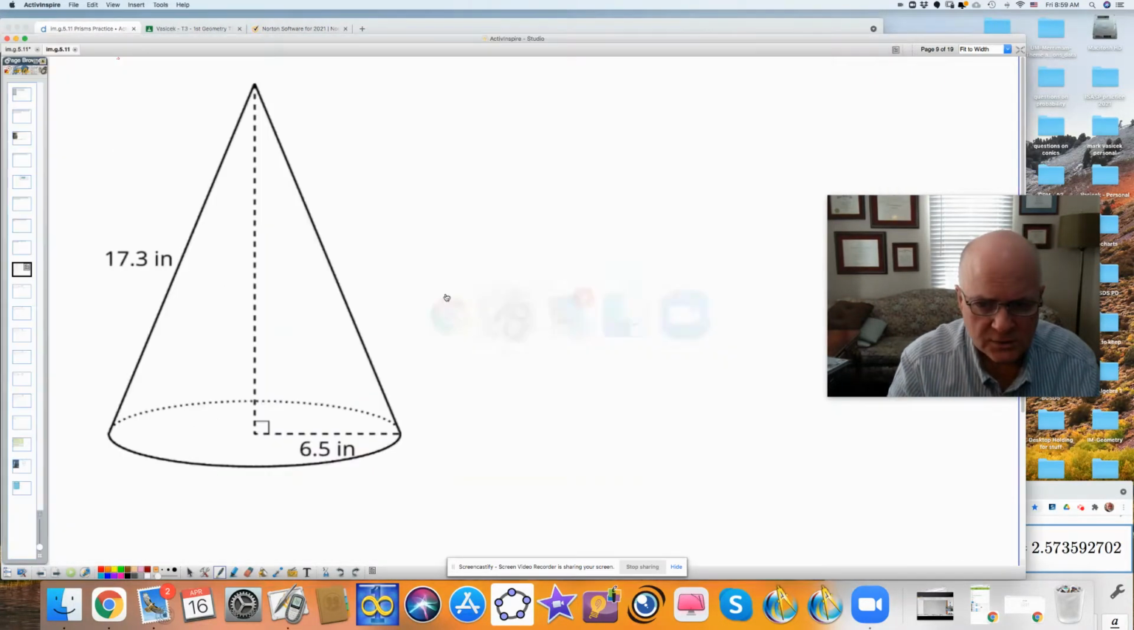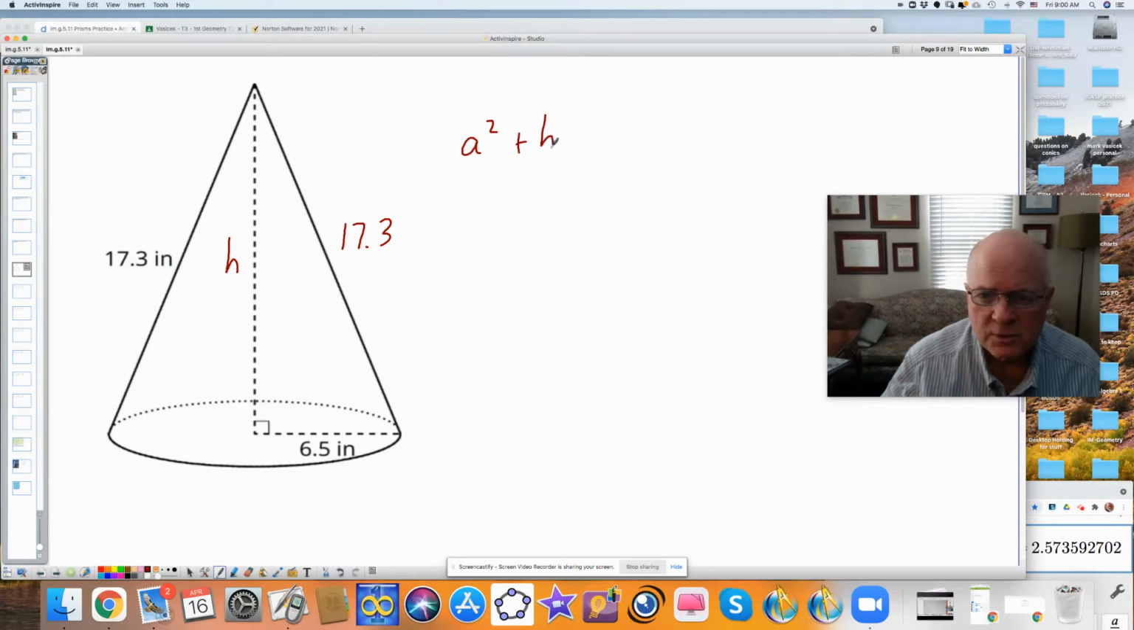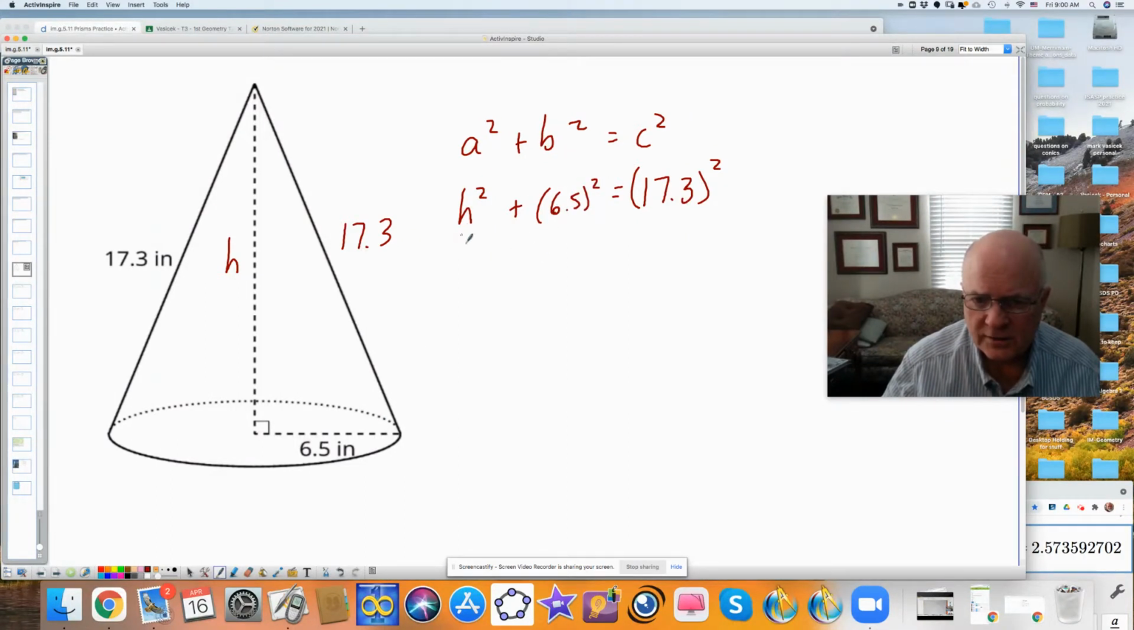When you do this, you're given the slant height, which is this hypotenuse, 17.3, and we're asked to find the height. We know that a squared plus b squared is equal to c squared. This is my formula. The hypotenuse is going to be the longest side, that'll be the c. 17.3 squared is going to equal my height squared plus my base of the triangle squared. Now to isolate the variable, I'll do the inverse operation. I'll subtract 6.5 squared from both sides of the equation.